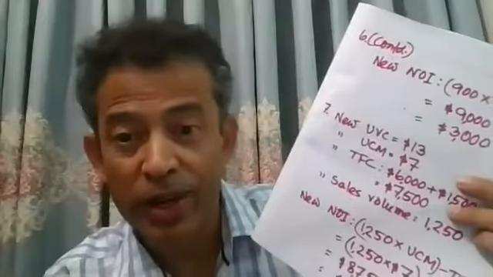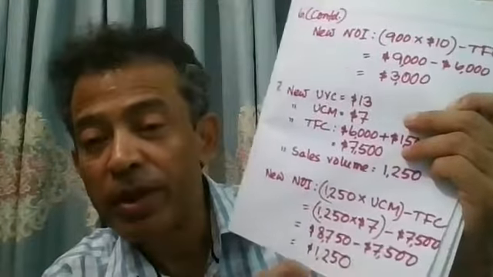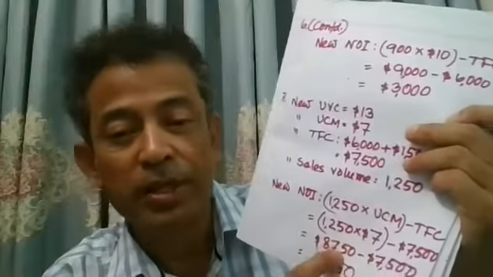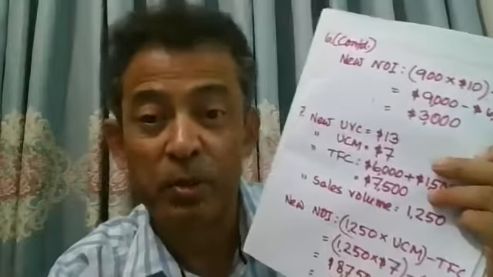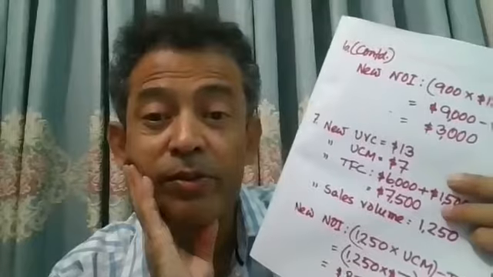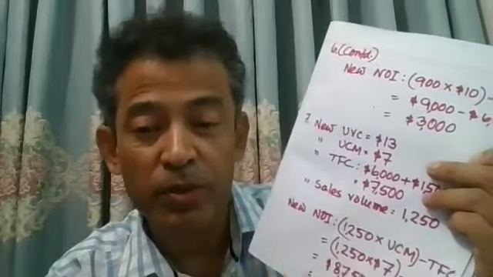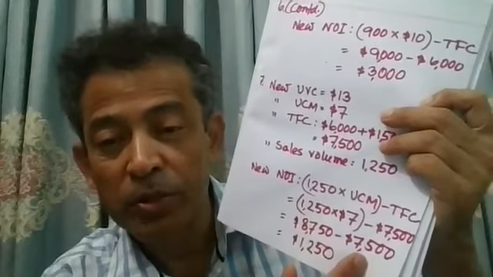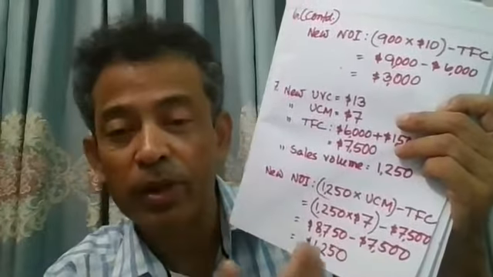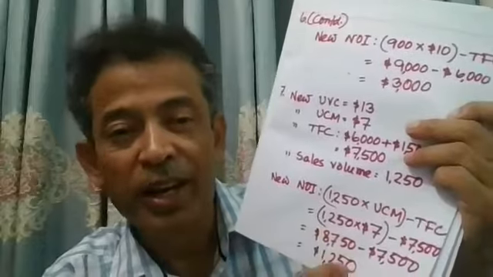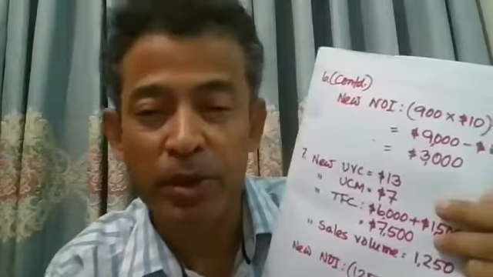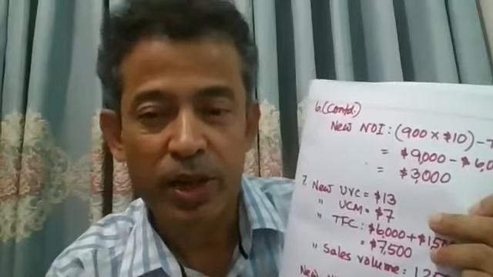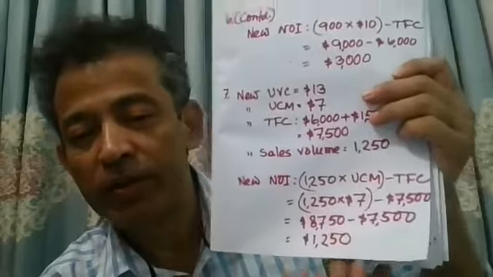Our original profit was $2,000, but now the profit has gone down, because although our contribution margin has gone up, our total fixed cost has gone up by even more. The total fixed cost has gone up by $1,500. So we are actually $750 worse off. The contribution went up by $750, but our fixed cost went up by $1,500. So we are actually $750 worse off, and that's what happened here. Our original net income was $2,000, but now it's $750 less than the original 2,000, which is now $1,250.